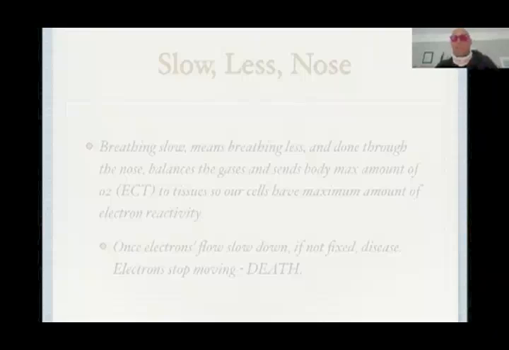Once electron flow slows down, if it is not fixed, disease occurs. So if electrons stop moving, you are dead. It's that simple. If it is not fixed, eventually it will start the path of inflammation. Inflammation will start to give you symptoms that something is wrong.